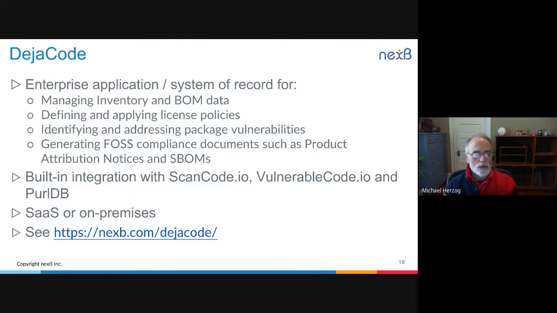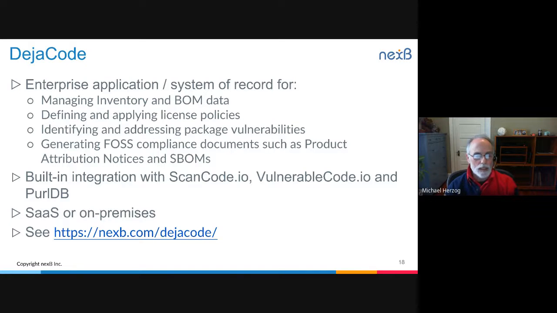So starting from the top of the diagram, I mentioned already that DejaCode is an enterprise application. We sort of think of it as a system of record. Defining your policy is very important, but also applying your policy. So if you import an SBOM from a supplier, you want to have your policy stated so that you can immediately be alerted to any license policies that are potentially in conflict with what you're receiving, or a potential conflict in the incoming software with your policy.